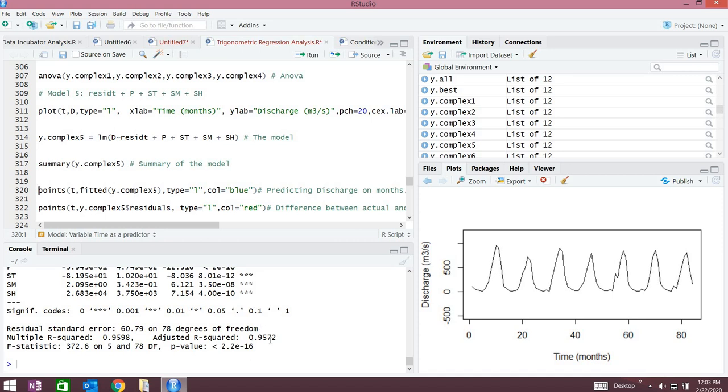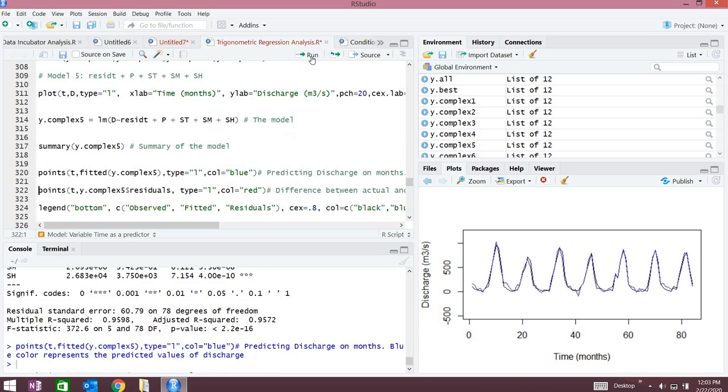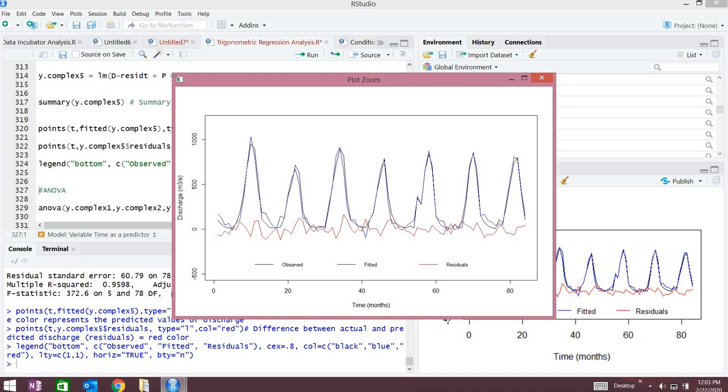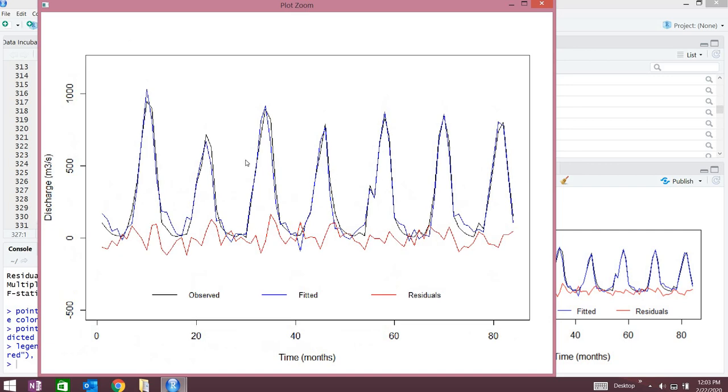And the summary of our model 5: 95.72. P-value statistically significant. We plot our fitted for model 5 and the residual for model 5, and we put the legend. We run everything and we see the plots. Pretty good.